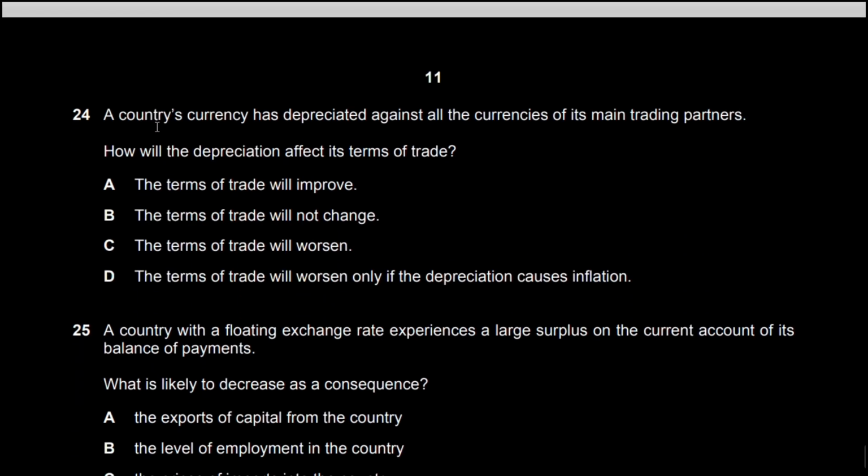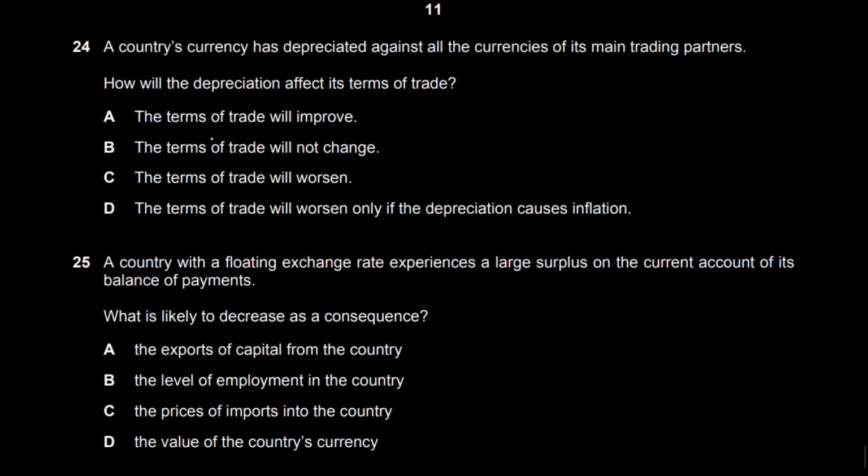Moving on to the next question. A country's currency has depreciated against all the currencies of its main trading partners. A depreciation in the currency of a country means its exports will become cheaper, while its imports will become more expensive. This will lead to an increase in our aggregate demand. So the option says the terms of trade will improve.